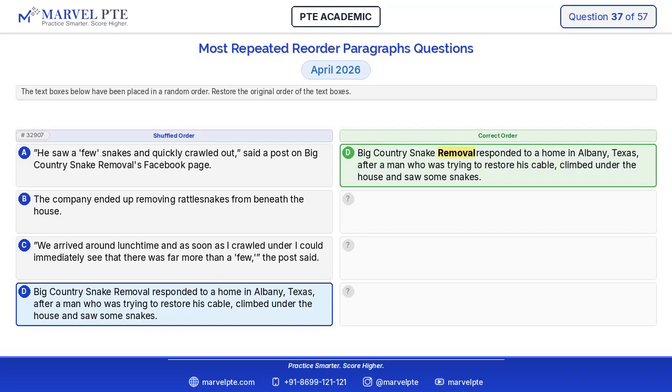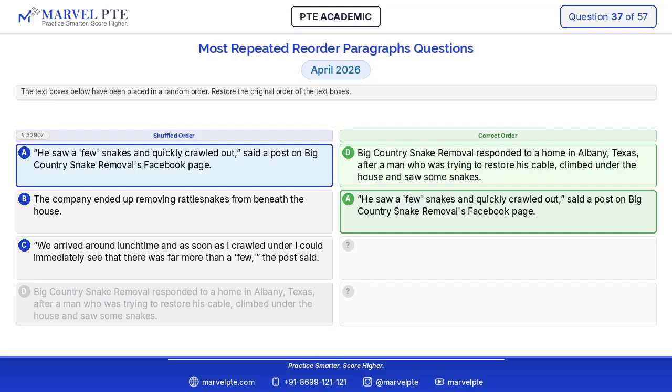Big Country Snake Removal responded to a home in Albany, Texas, after a man who was trying to restore his cable climbed under the house and saw some snakes. He saw a few snakes and quickly crawled out, said a post on Big Country Snake Removal's Facebook page.